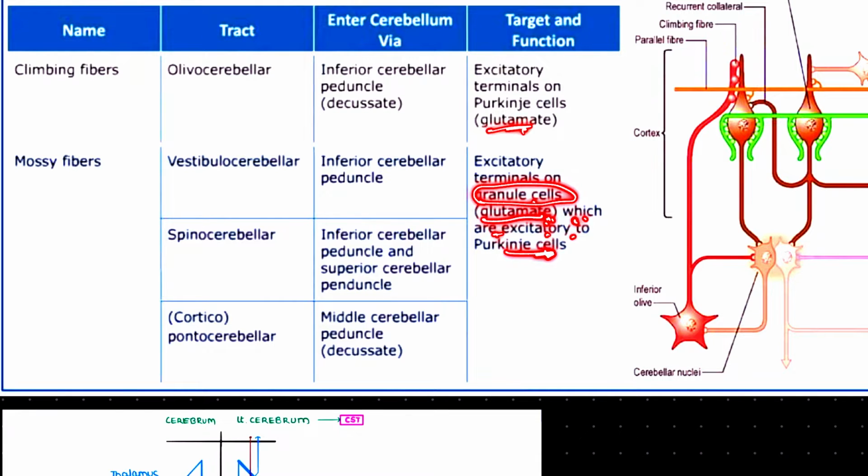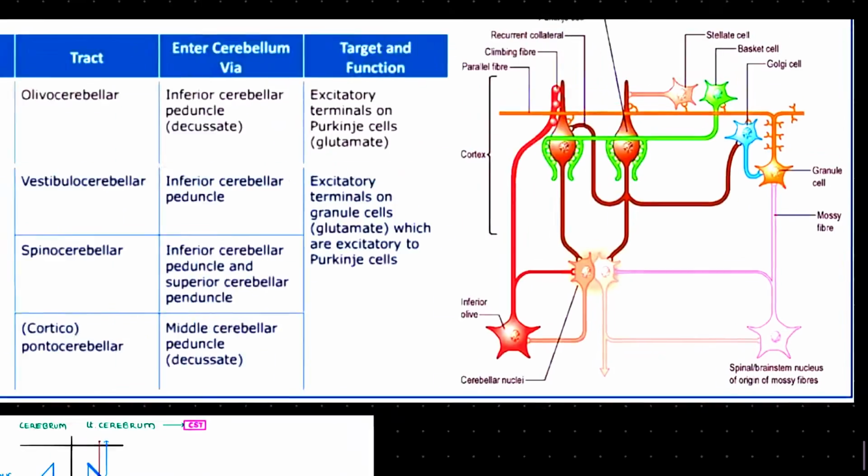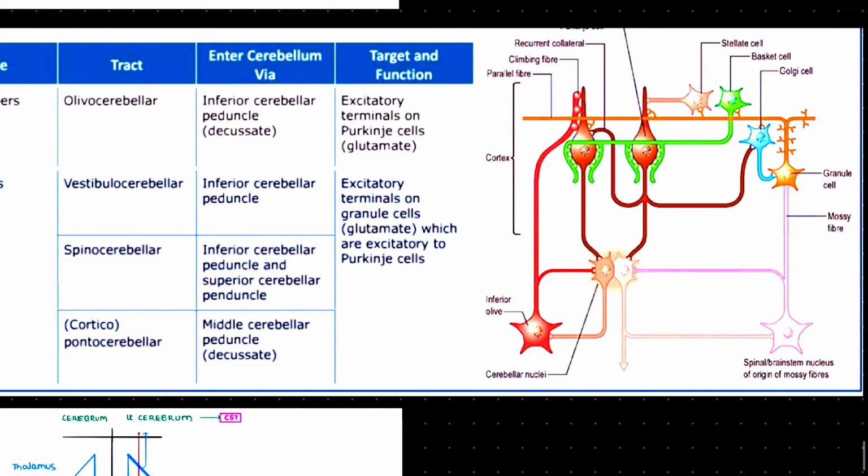Okay, now looking at this diagram, as I have already said, let's take one example. The origin of the mossy fiber is the spinal cord and also the brain stem, right? These are the origins. This mossy fiber will go all the way up to the granule cell and excite it. As this granule cell is excited, we have the branch of the mossy fiber, that is our parallel fiber, right?